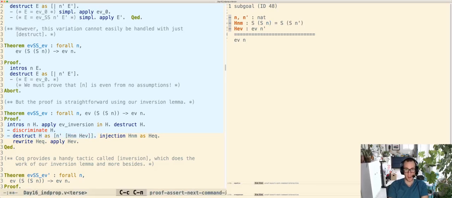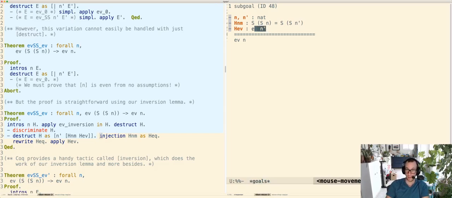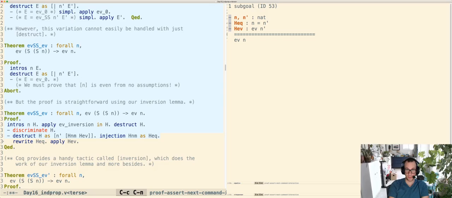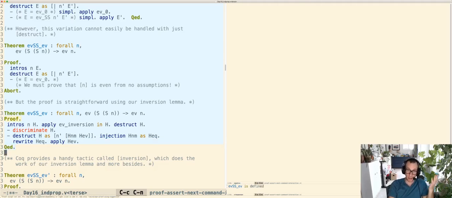Okay, let's see what happens. We break it up. Okay, there's n and n prime. Successor of n is equal to successor n prime. N prime is even. Okay. We can use injection to turn that into n equals n prime. We rewrite by that. We use the assumption. Tedious, but our lemma worked.